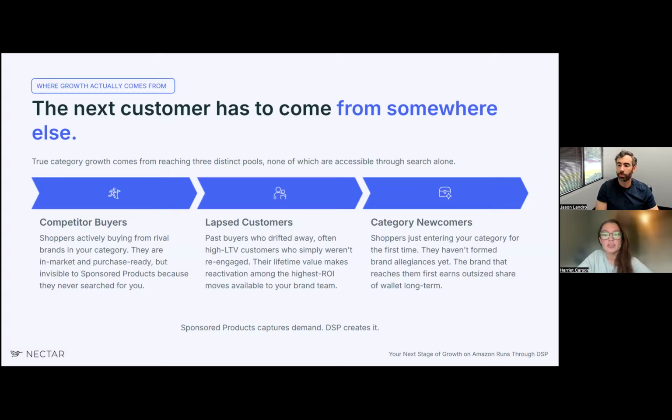These three customer groups represent really the next stage of growth. The challenge is that sponsored ads really weren't designed to consistently reach them before they begin searching. And that's where DSP exists.